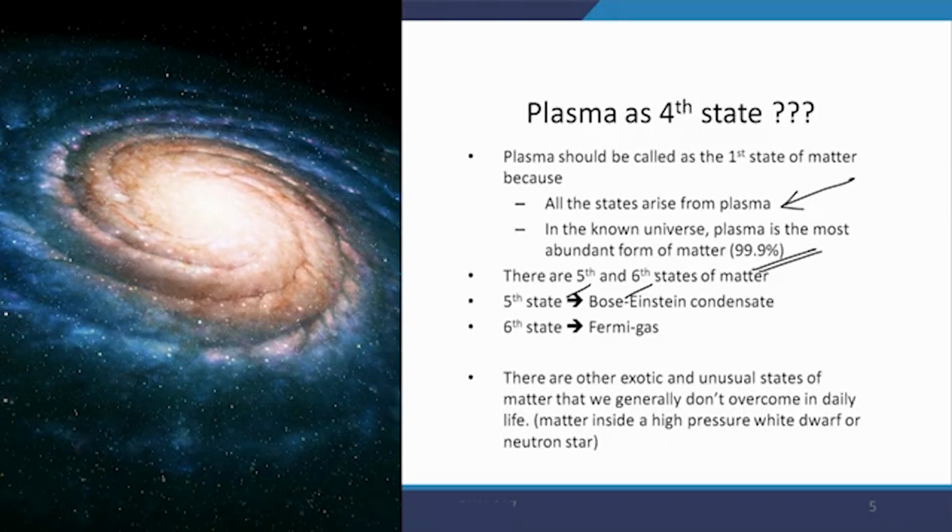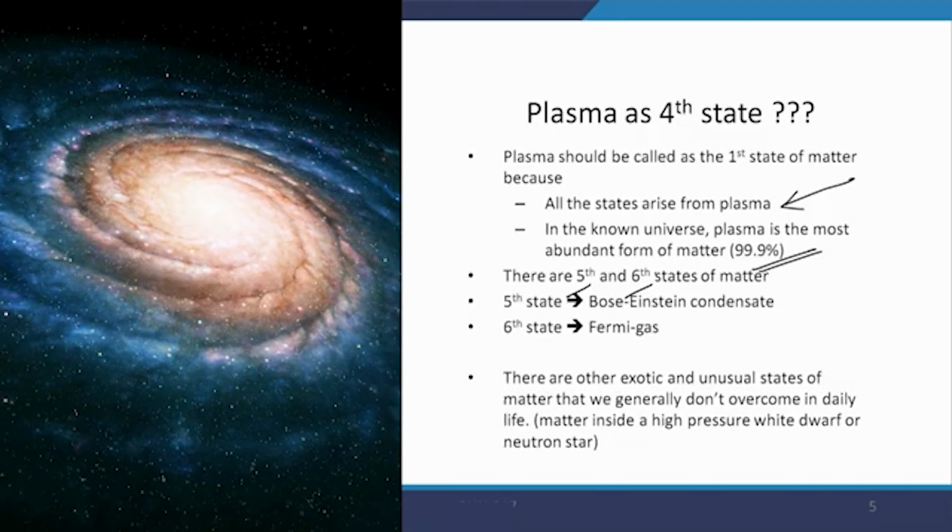And there are other exotic and unusual states of matter that we generally do not encounter in day-to-day life, but they can exist based on the prevailing conditions of temperature, pressure, density, and many other choices of these parameters, right.